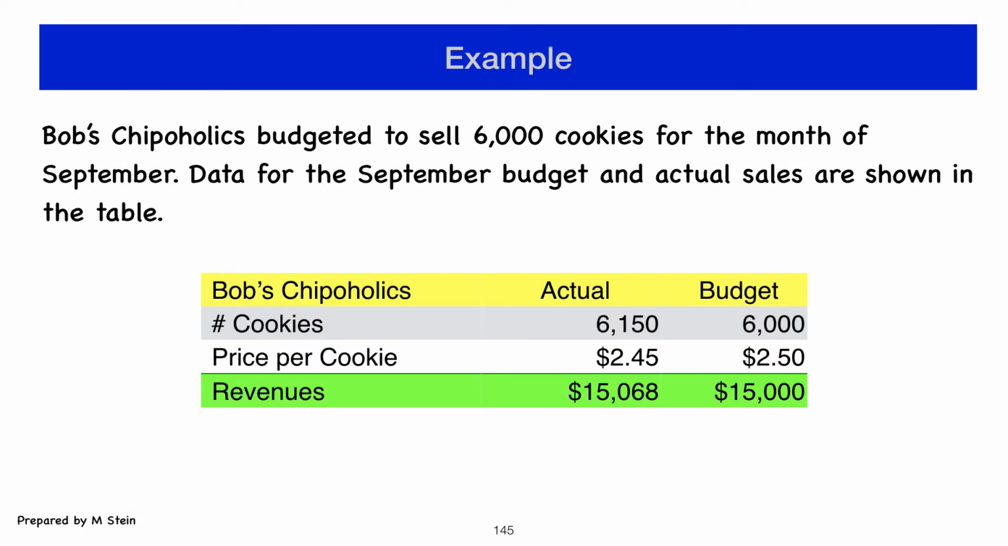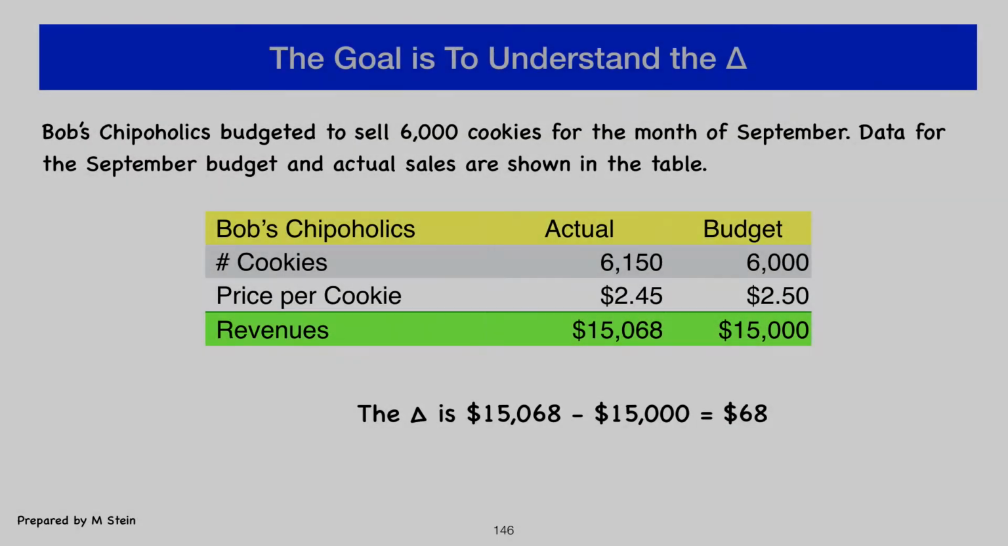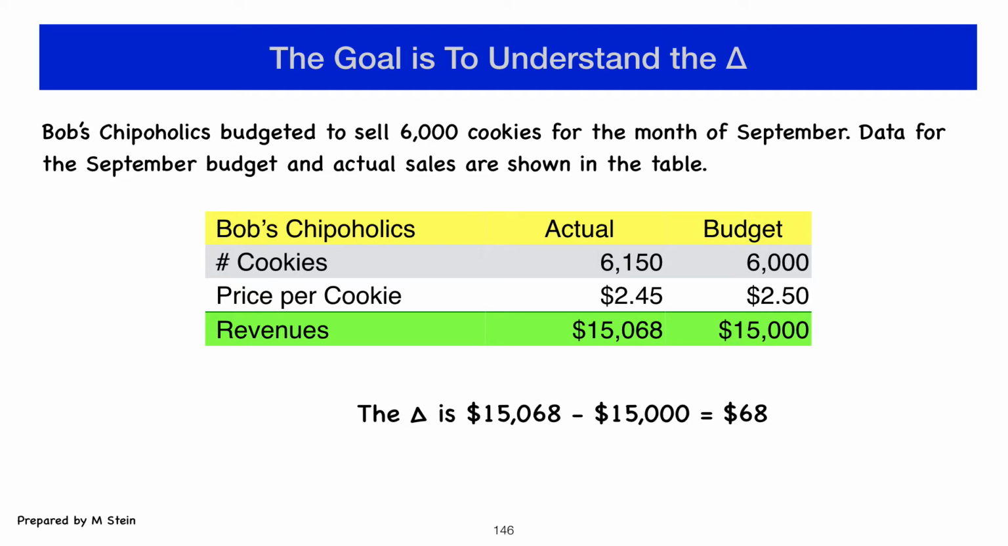Here's an example of comparing a budget with an actual. The budget was to sell 6,000 cookies at $2.50 per cookie, or $15,000 in total revenues. What actually happened was that 6,150 cookies were sold at $2.45 per cookie, resulting in revenues of $15,068. The objective is to take the delta between the actual and the budget, $68, and see if there's any way of getting additional insight by looking at the separate components of price and quantity.